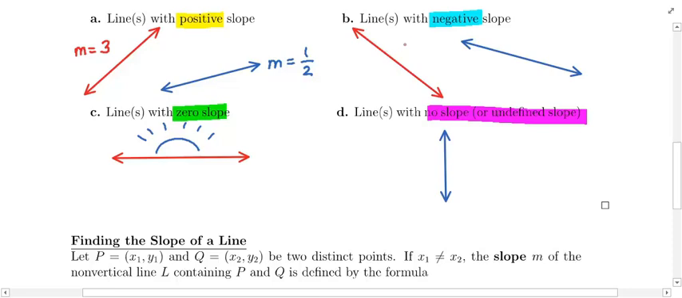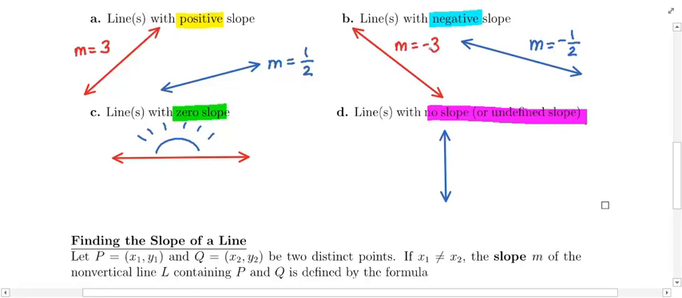If you take a look at the lines with negative slope, again, think of both of these lines as sides of a mountain. The blue line is going to be easier to climb, as opposed to the red line. Both of these lines are negatively sloped because they're falling from left to right, so their m values will be negative. This particular blue line might have a slope of negative 1/2, whereas the red line here might have a slope of negative 3.